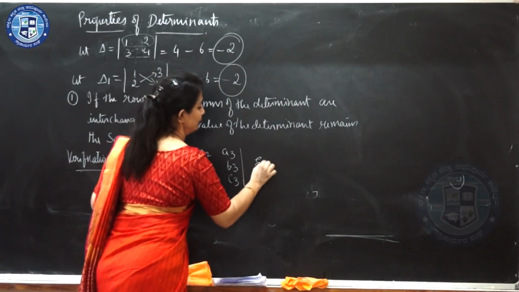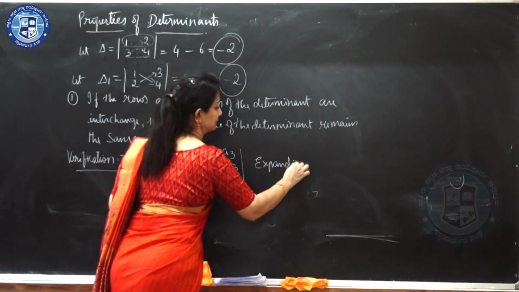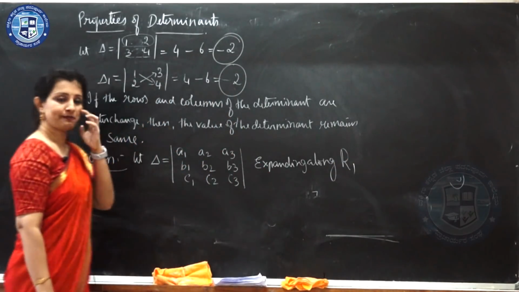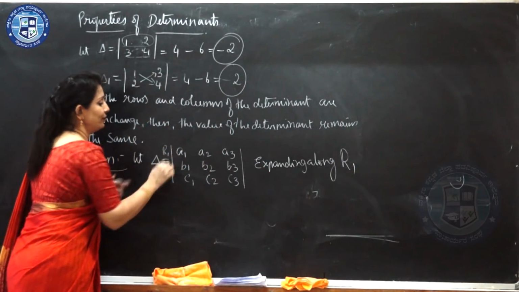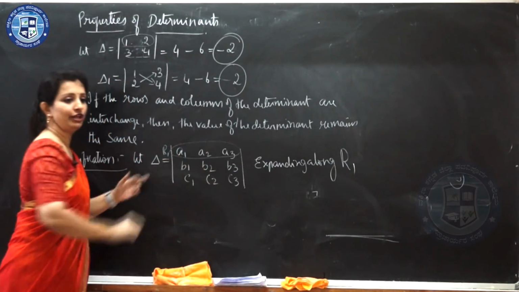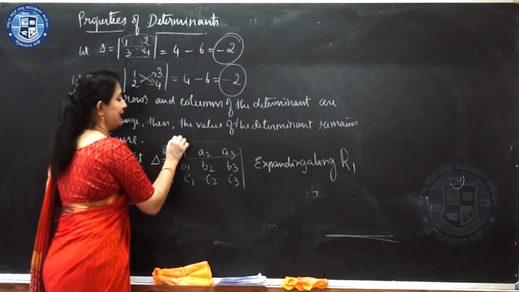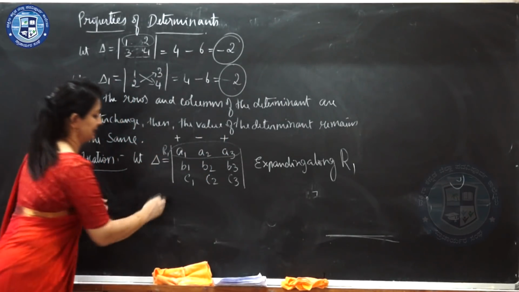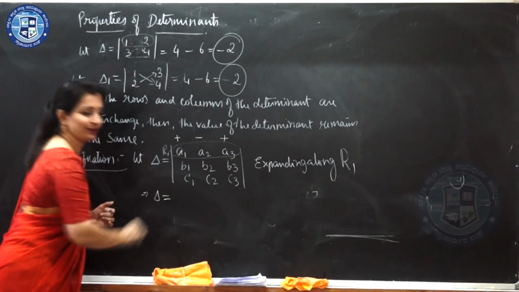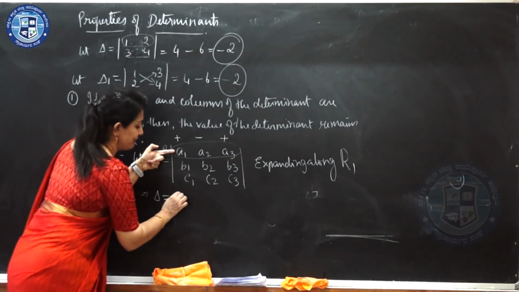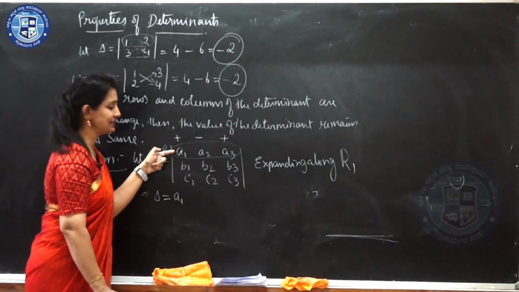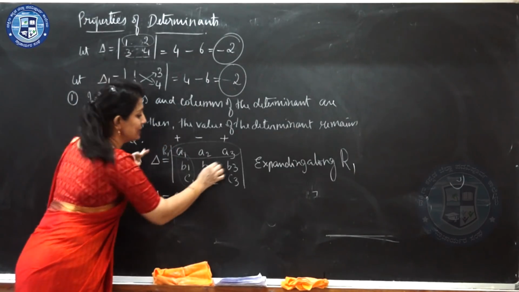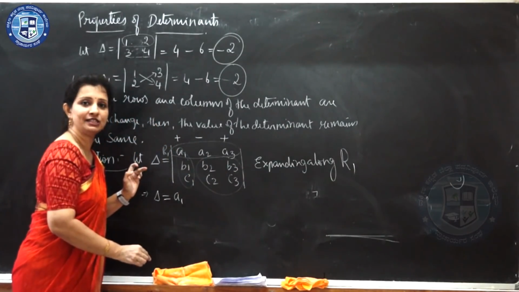Expanding along the first row, R1. Here is the first row. These are the elements. When you expand it, we write it as plus, minus, plus. We can expand this as delta is equal to A1 into, first element is A1. Delete the row and column where A1 is. What are the 4 elements? Write it as a determinant form.